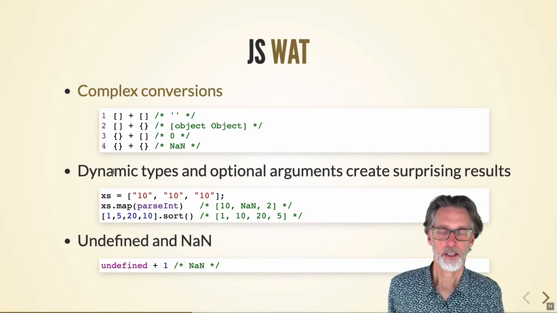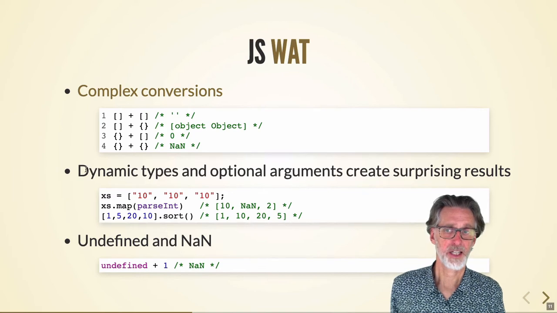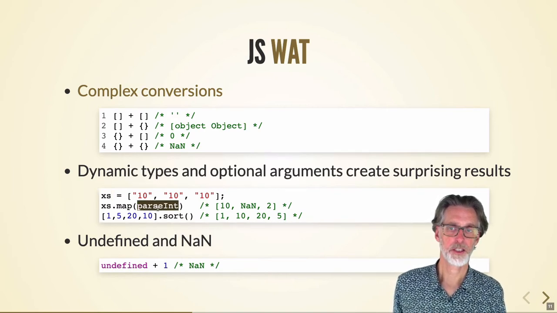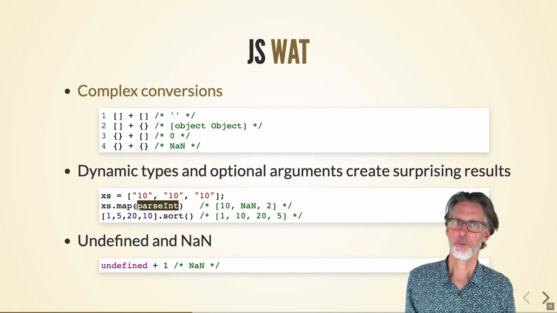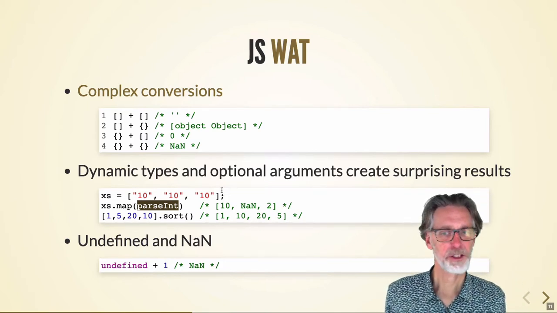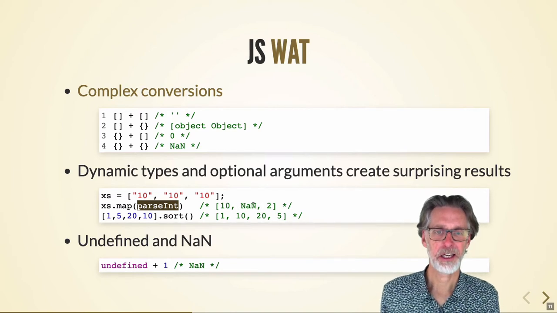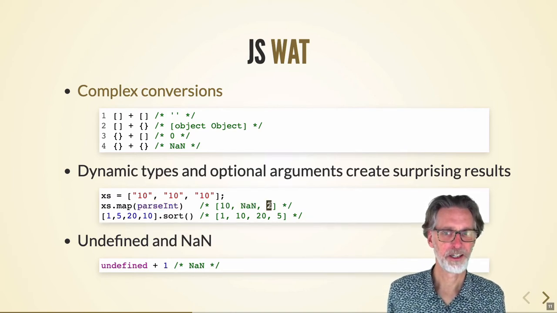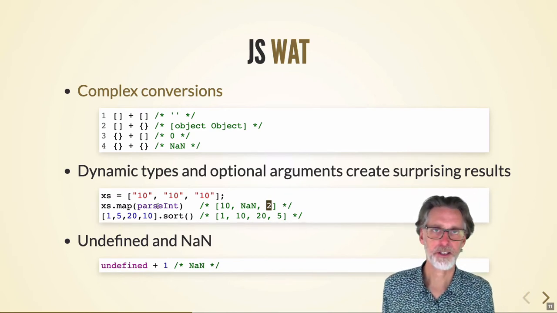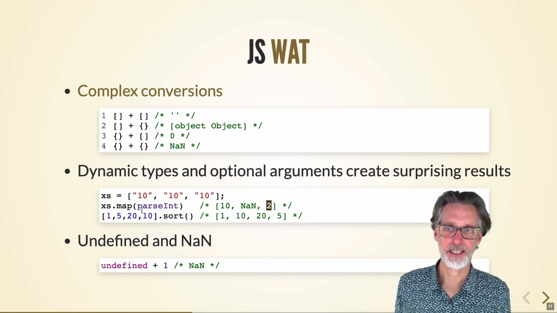Other surprising effects happen because of the interplay of dynamic types and optional arguments. For example, if I have a list here of 3 tens and I map the parseInt function across it, you might expect to get 3 tens. But that's not what you get. You get 10, NaN, and 2. The reason has to do with some optional arguments of parseInt and how it deals with these things.